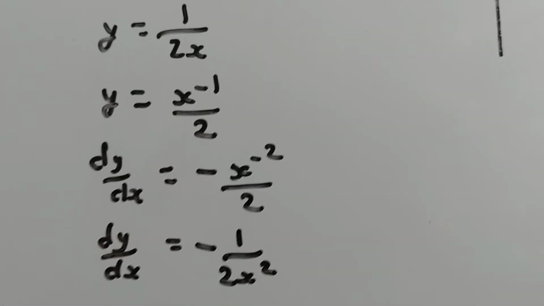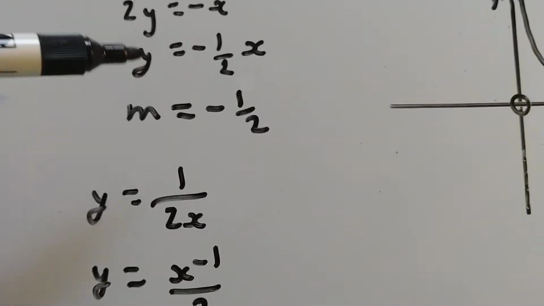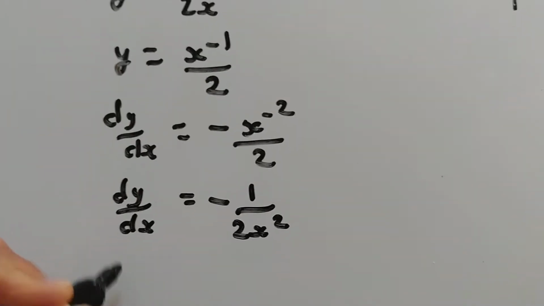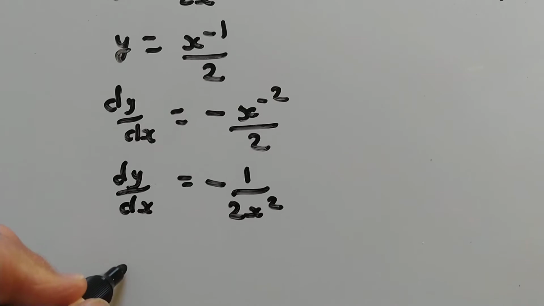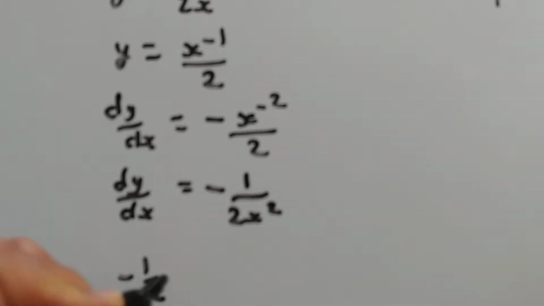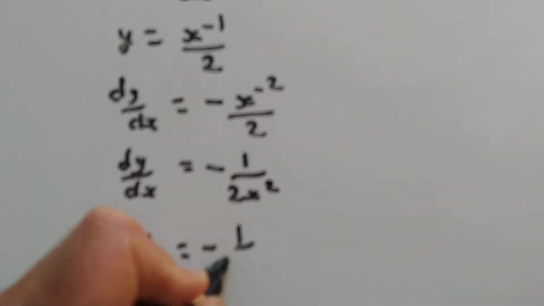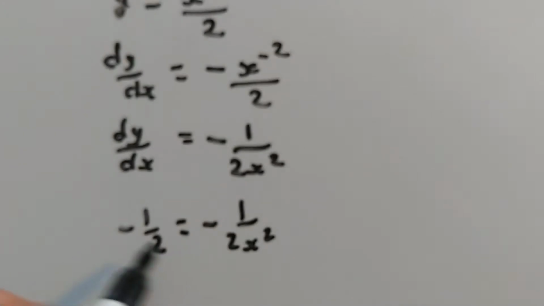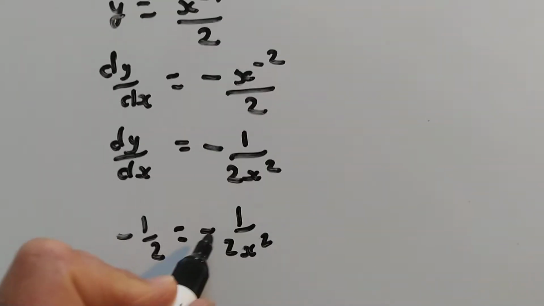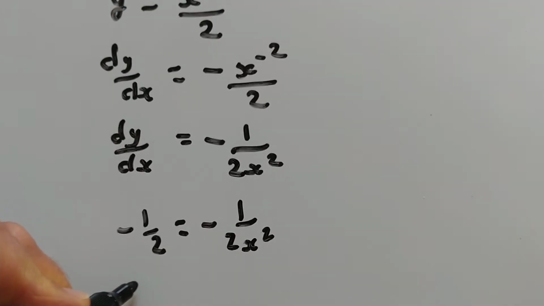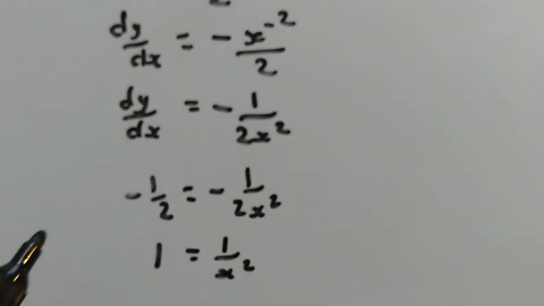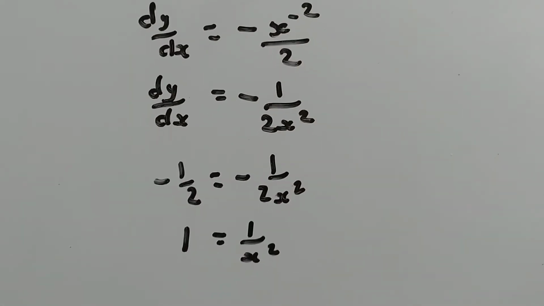We're looking particularly at the point where my gradient is negative a half. So instead of dy by dx, I have a value to put in here now. So my negative a half equals negative 1 over 2x squared. I'm going to multiply both sides by 2 because I don't like fractions here. While I'm at it, I'm going to cancel my minus signs. So I'm going to end up with 1 equals 1 over x squared, because I've multiplied both sides by 2 to get rid of this divide by 2.